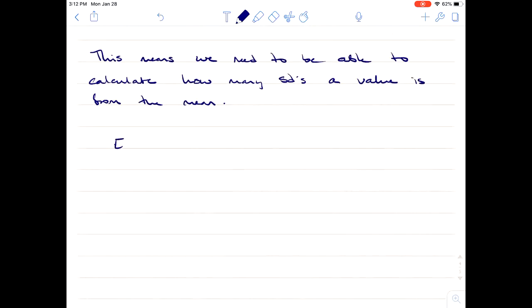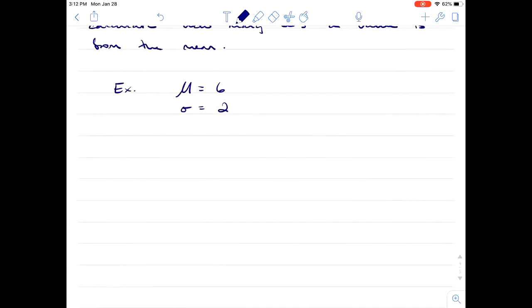Let's say for a brief example, I'm going to tell you that the mean is 6 and the standard deviation is 2, and ask how many standard deviations 4 is from the mean. That's fine, right? We can kind of handle this, right?